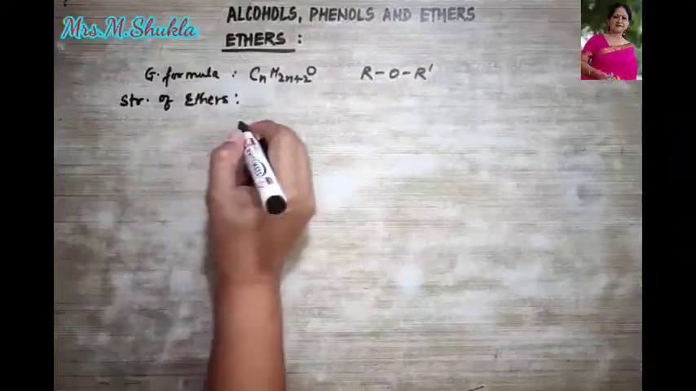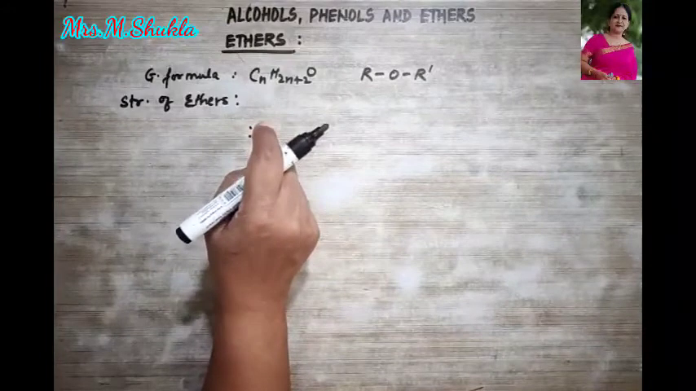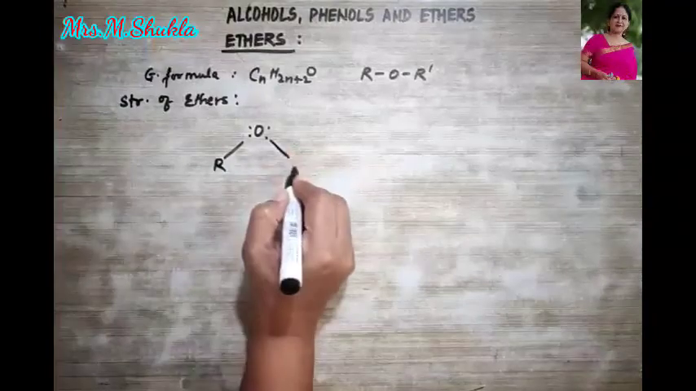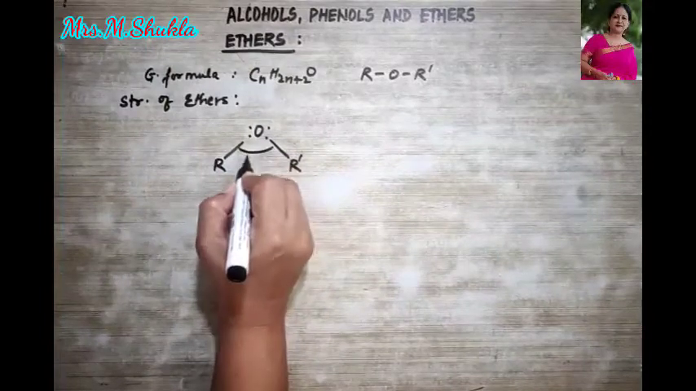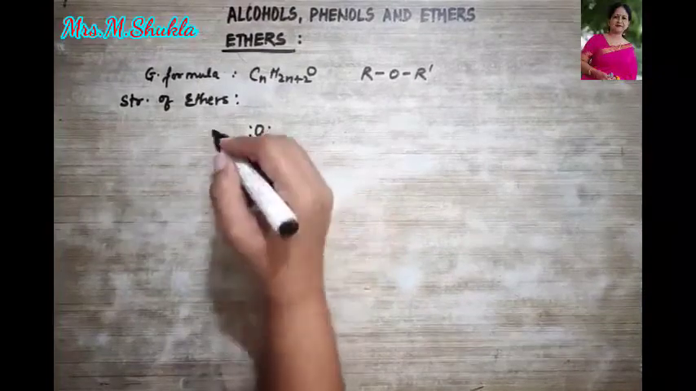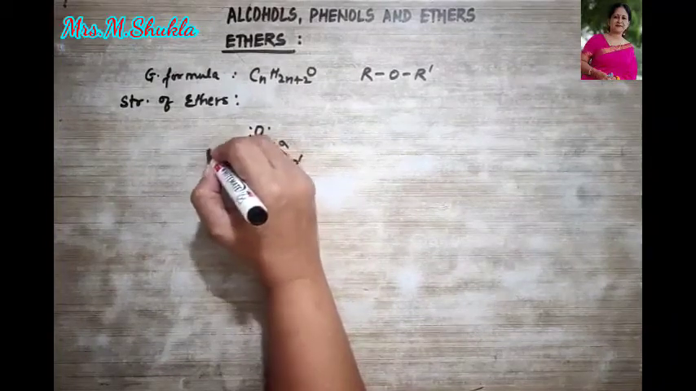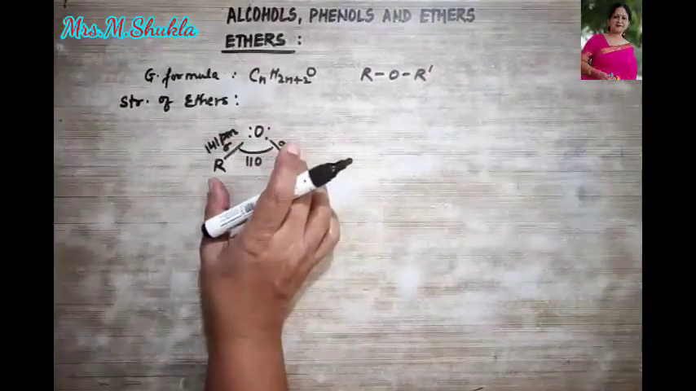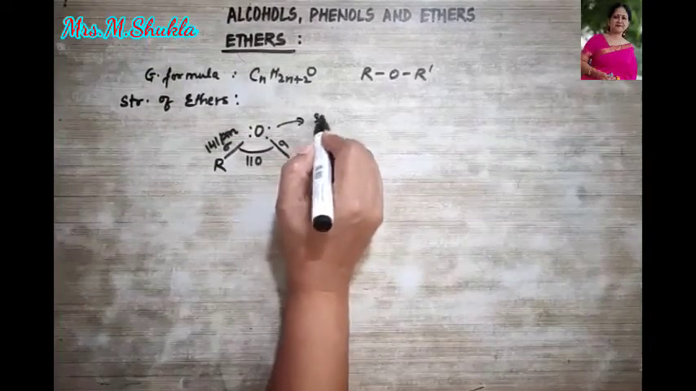Now let us talk about the structure of ethers. Over here we should know that the oxygen atom in ethers shows sp3 hybridization. Clear? And it is attached to the two alkyl groups at an angle of 110 degrees with sigma bonds. What is the distance between the oxygen and one of the alkyl groups? It is 141 picometer. Clear?